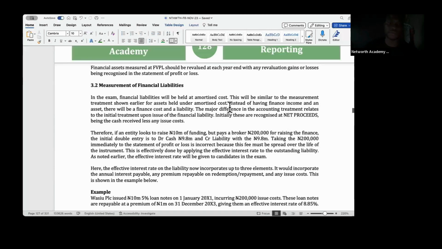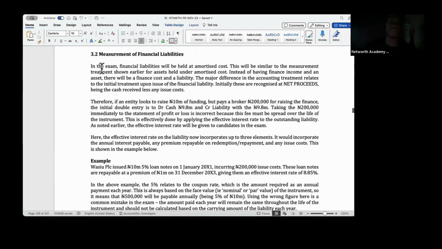Finally is financial liabilities, right? So for financial liabilities, usually they are classified at amortized cost. Usually, but when you borrow somebody money, when you have financial liabilities, you are the one that is borrowing money, you are the one that is collecting money.